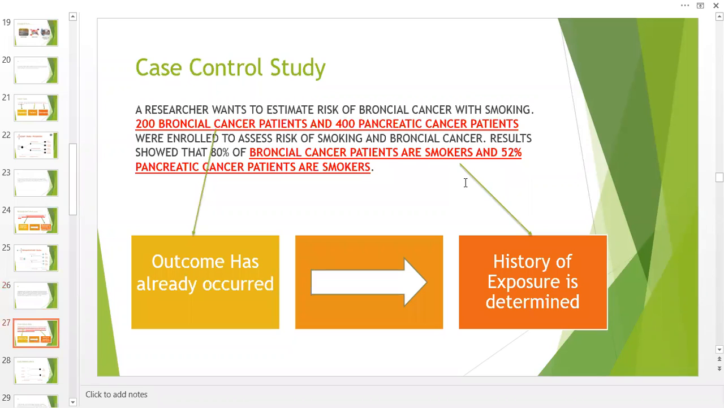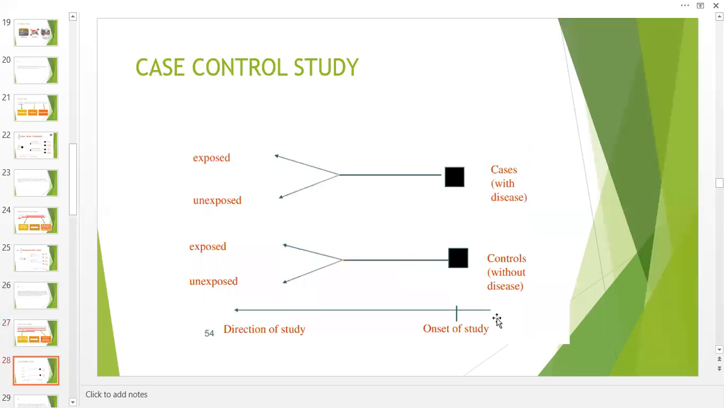Yes, the correct answer is case control study, because in this scenario, we can see that the outcome has already occurred, which are the bronchial cancer patients and pancreatic cancer patients. And we go back in direction from history to determine if exposure has occurred or not.